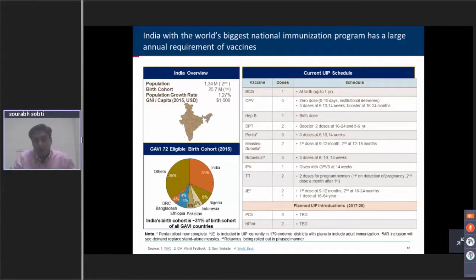The Indian birth cohort is approximately 31% of the Gavi eligible birth cohort, and hence any decision by India to include a vaccine will have a significant impact on the global demand and supply dynamics for all key vaccines. India has recently rolled out IPV, rotavirus, and measles rubella vaccine and has plans to roll out pneumococcal conjugate vaccine and HPV going forward as well.